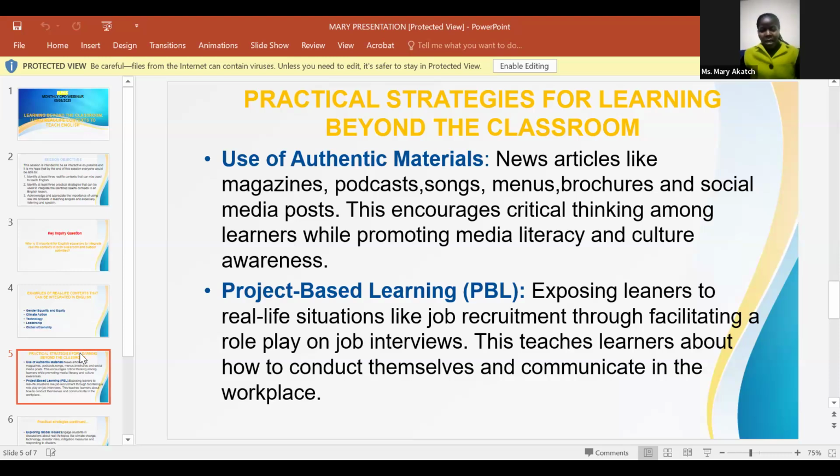And then another thing is project-based learning, which was elaborated so well by my co-facilitator, Jacqueline, so I'm not going to go back to that. We can go to the next, please.